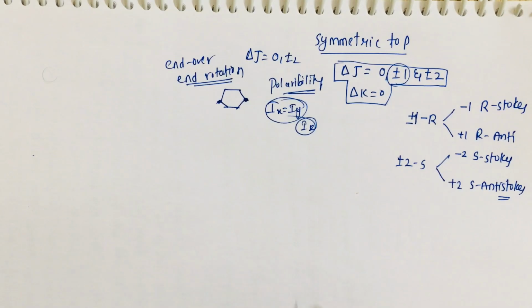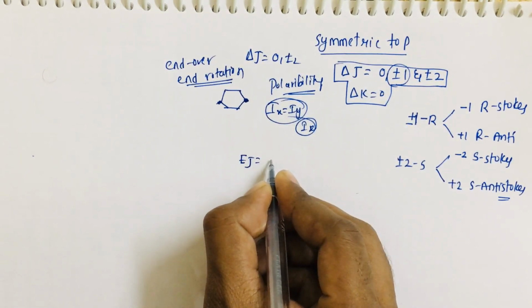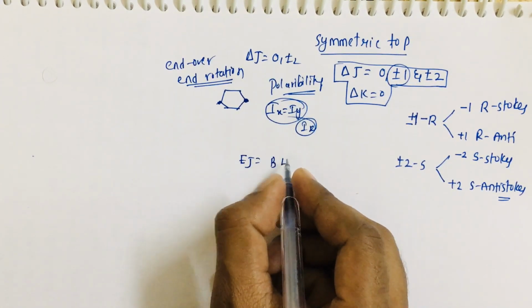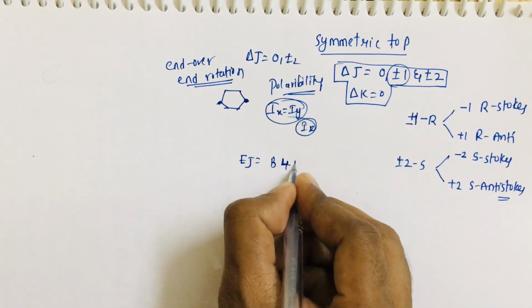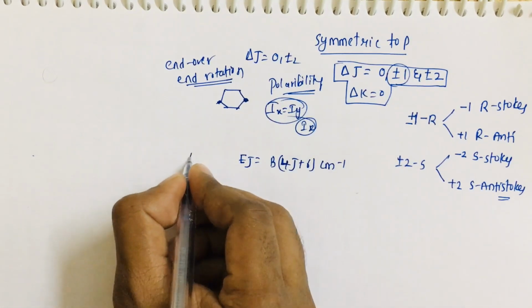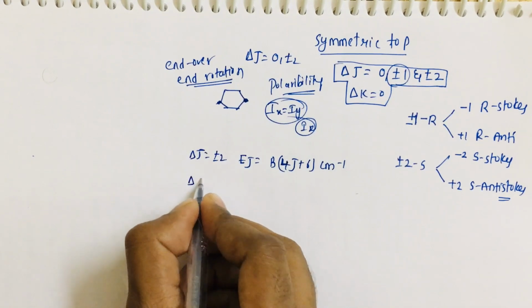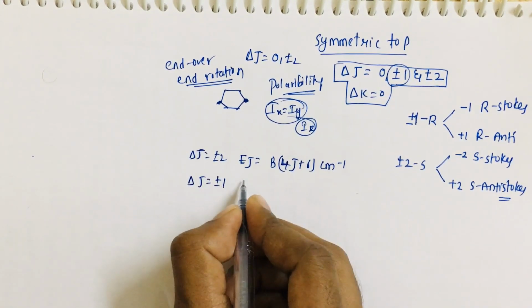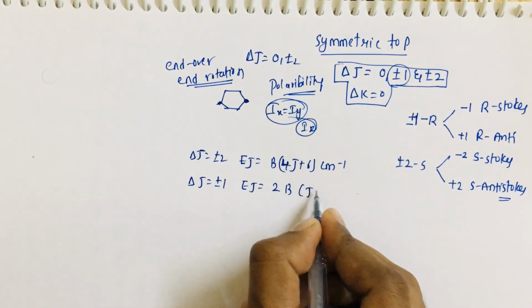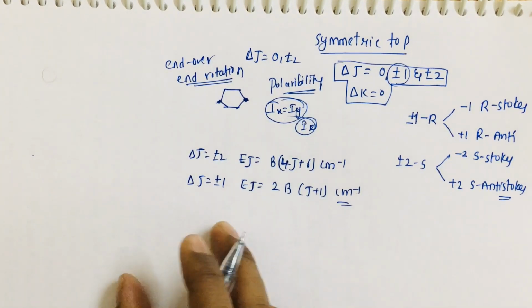And here we have two expressions to calculate energy. For delta J equals plus or minus 2, the energy is B(4J + 6) centimeter inverse. When we are talking about delta J equals plus or minus 1, the energy we calculate is 2B(J + 1) centimeter inverse. This is the way we have to calculate energy.